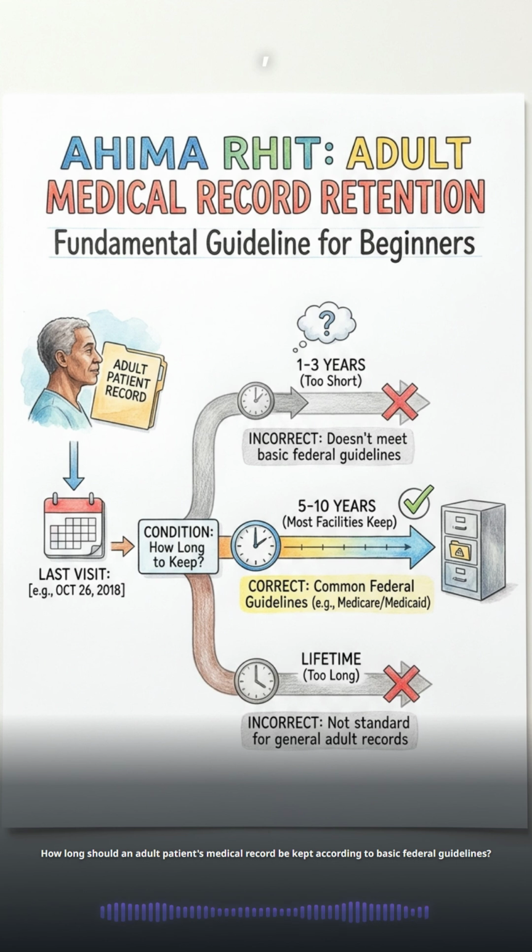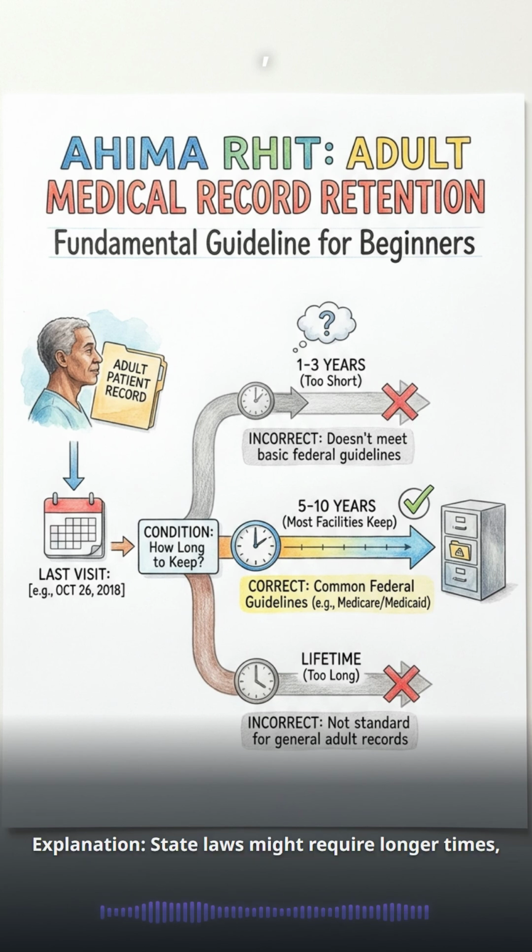8. How long should an adult patient's medical record be kept according to basic federal guidelines? Most facilities keep adult medical records for at least 5 to 10 years after their last visit. State laws might require longer times, so hospitals usually follow the strictest rule available to them.